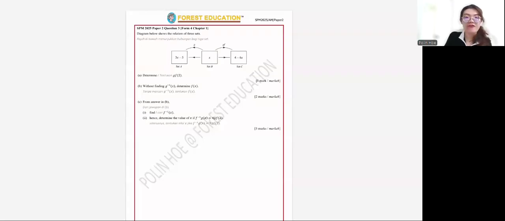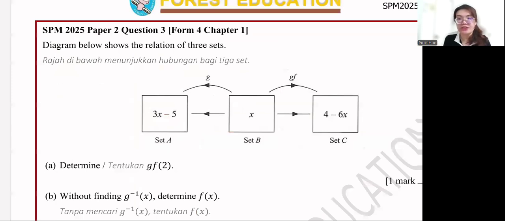All right, this is Form 4, Chapter 1. It falls in SPM 2025, Paper 2, Question 3. As you know, the number of sequence, it will not be arranged nicely. They will jump here and there. And Form 4, Chapter 1, sometimes it will come out in Paper 2, sometimes it will not. Okay, it is not a so-called compulsory question. There are some chapters who are compulsory questions, but not for this chapter.